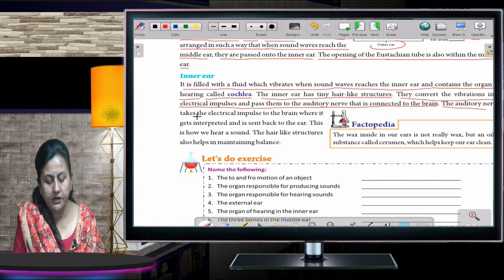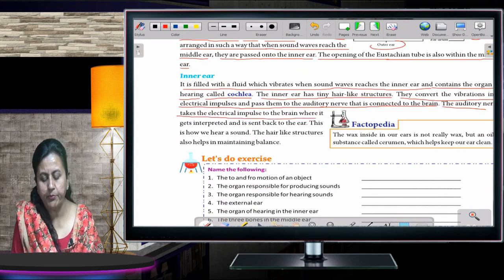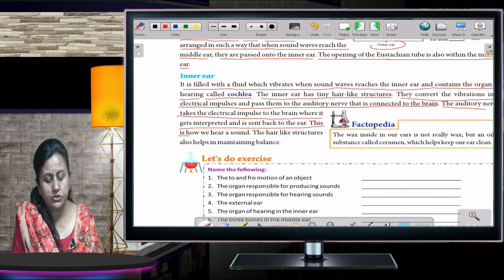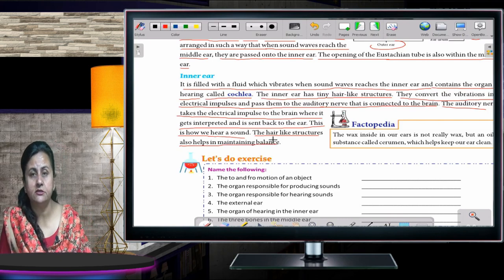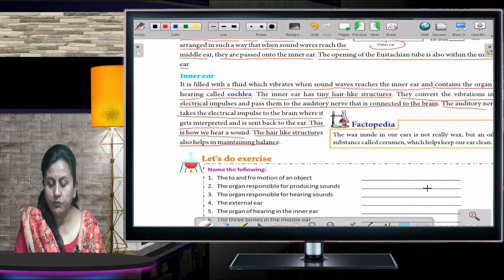The auditory nerve takes the electrical impulse to the brain where it gets interpreted and is sent back to the ear. This is how we hear a sound. The hair-like structures also help in maintaining balance. Okay. Now, moving to the next one.